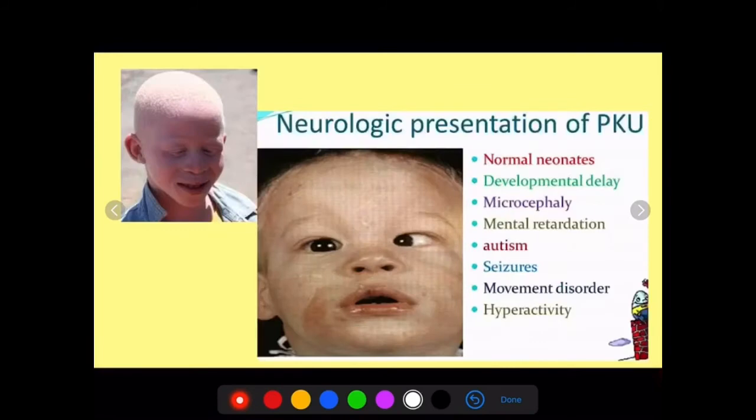Let us see. This is the child suffering from phenylketonuria. So you can see that there is hair loss. This is one character. The child is looking mentally retarded. There is some pigmentation on the skin. This is also one character. Then the child may suffer from autism. He may have seizures.